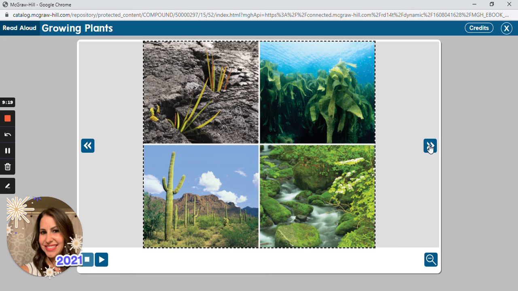And on the last page, where does each plant live? Why do plants need space in order to fully grow? So look at all these different places. Plants can sometimes grow up in cracks in driveways or on sidewalks. Plants can grow in the ocean, in the desert.